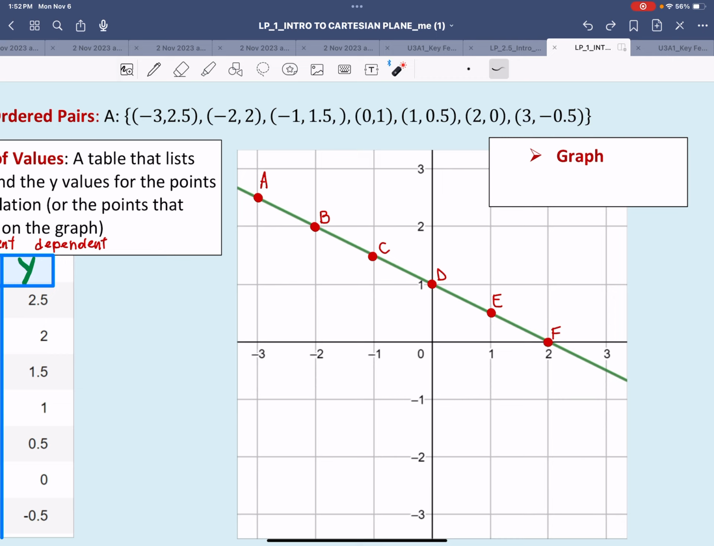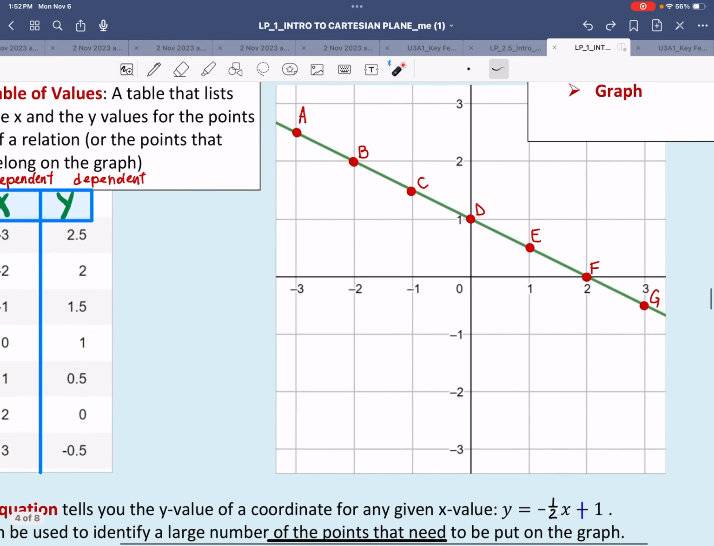Point F is (2, 0), and point G is (3, -0.5). As you can see, all these points given as ordered pairs are aligned on this line, which means that they form a relation. They are following a specific pattern, right? They belong to the same pattern, or the same relation.